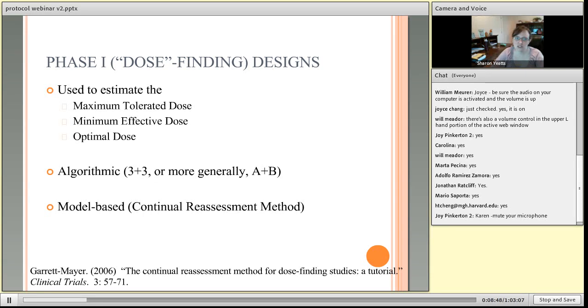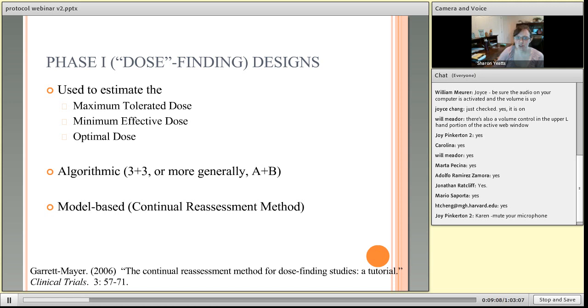There are two broad classes of dose-finding designs. I'm going to lump everything in and say it's either an algorithmic design or a model-based design. The algorithmic designs, the most common is the 3+3, but there is a more general class referred to as the A+B designs.